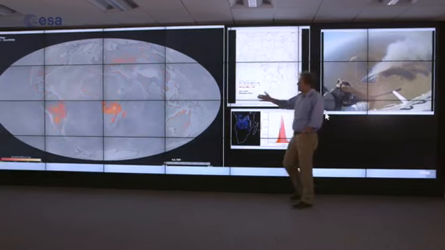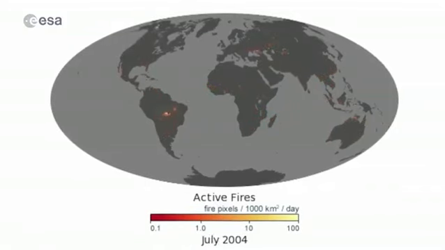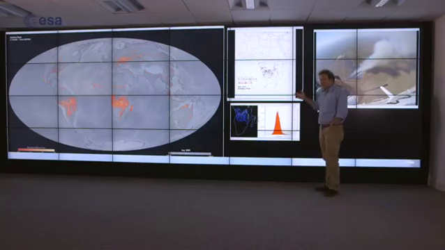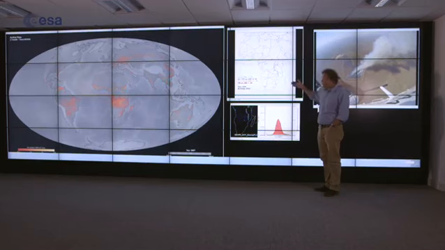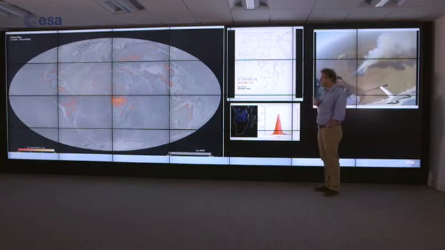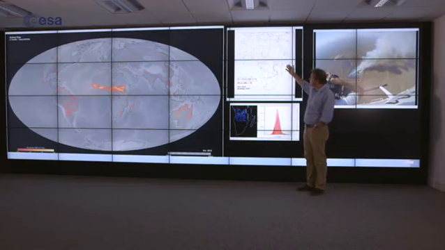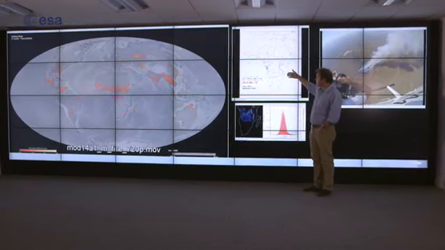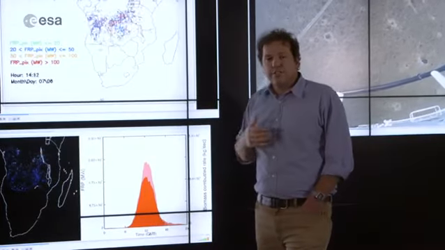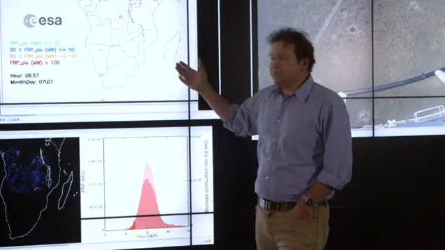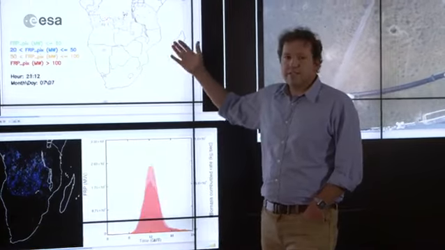So MODIS images every place on the planet a few times a day, whereas Meteosat images Africa and Europe and a bit of South America every 15 minutes. So it provides a much higher temporal resolution because of its geostationary position. And you can see here that in July, most of the fires across Africa are located in southern Africa, for example. The conditions are such in southern Africa that fires are very prevalent, particularly during the day.